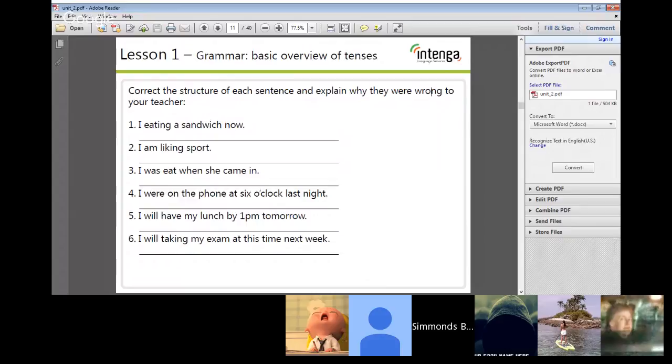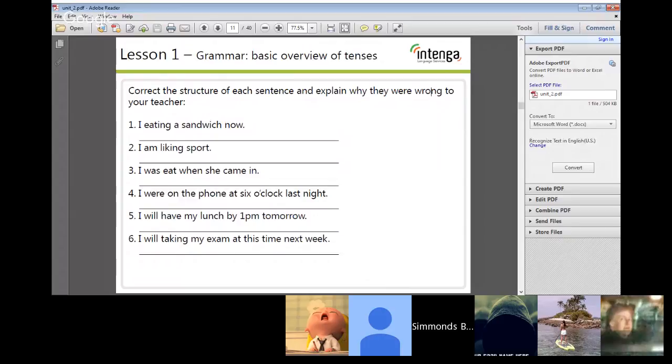Absolutely. And came is absolutely correct because this is something that happened when I was eating, she came in. And when she entered the room, for example, it was a lot shorter time. It takes you less time to enter a room than it does to eat, probably. So that's why we're using the past continuous and the past simple. Okay. Any questions with that one? No. All right, good.